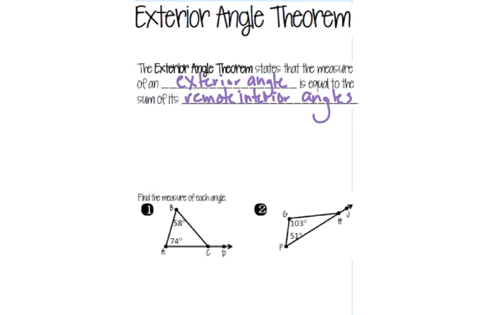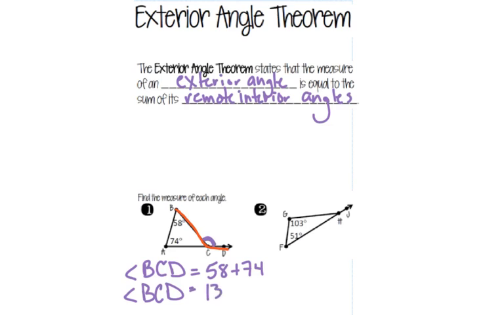So down here on the first one, right here, this is my exterior angle. So angle BCD, and you name it by playing connect the dots, B to C to D, is going to equal the sum of 58 and 74. So the measure of angle BCD, I would just add those two numbers up, and I would get 132.